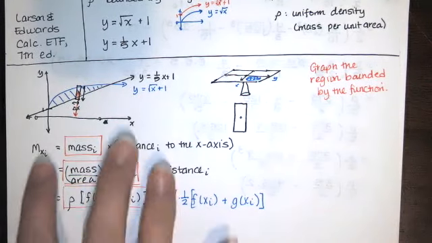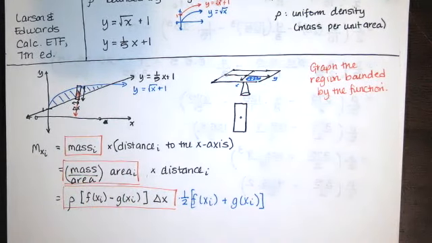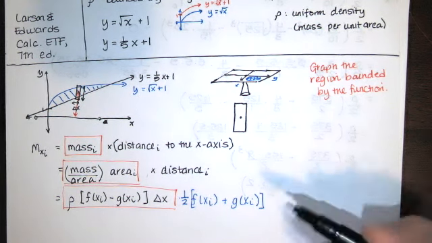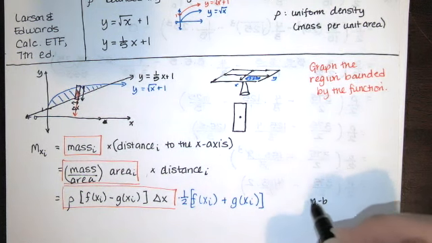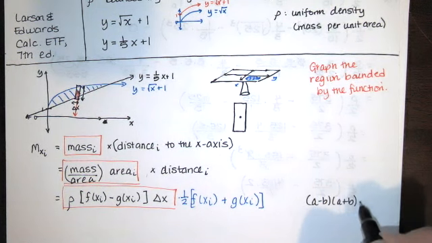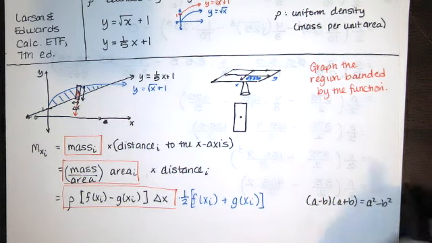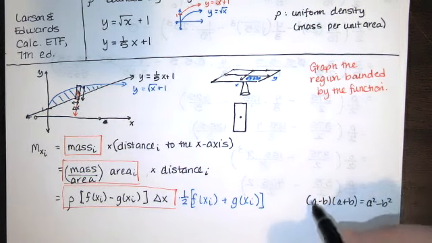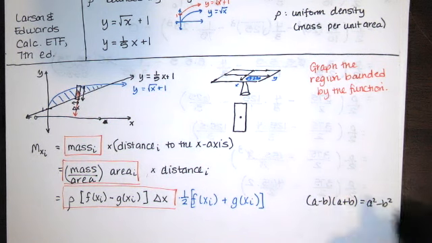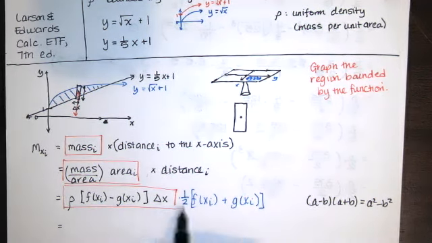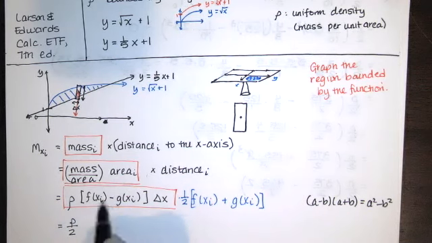Okay, so this is the moment about the x-axis just in general, but we can simplify this. If you have a minus b times a plus b, hopefully you remember from pre-calculus that that's just going to be a difference of squares. First times first is a squared, outer times outer and inner times inner cancel out. You've got an ab minus an ab, so those are gone. And last times last is negative b squared. So that's what we're going to have right here. So we have rho times 1/2, and then you have f minus g times f plus g.